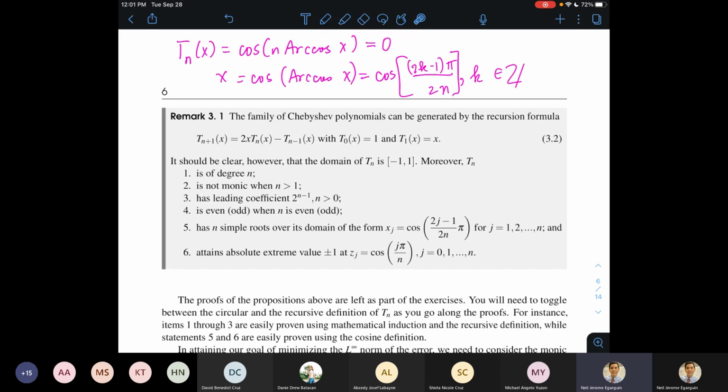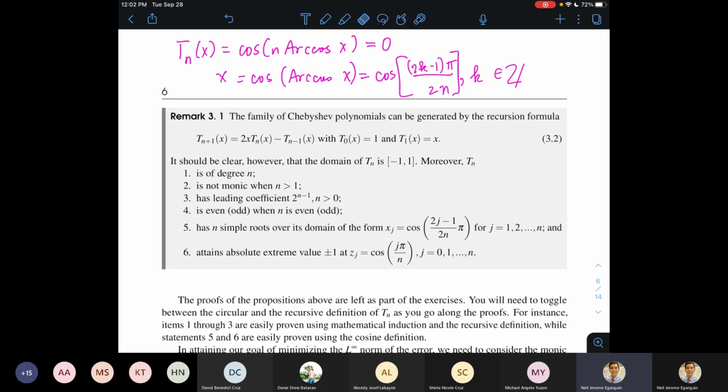In contrast to the first four results, which were easily proven by looking at the polynomial definition of a Chebyshev polynomial or its recursive form. So kaya mas madali ito using yung trigonometric. And I think property number 6 can also be easily seen by looking at the Chebyshev polynomials in a trigonometric fashion, because statement 6 looks at the absolute extreme values of the Chebyshev polynomials.